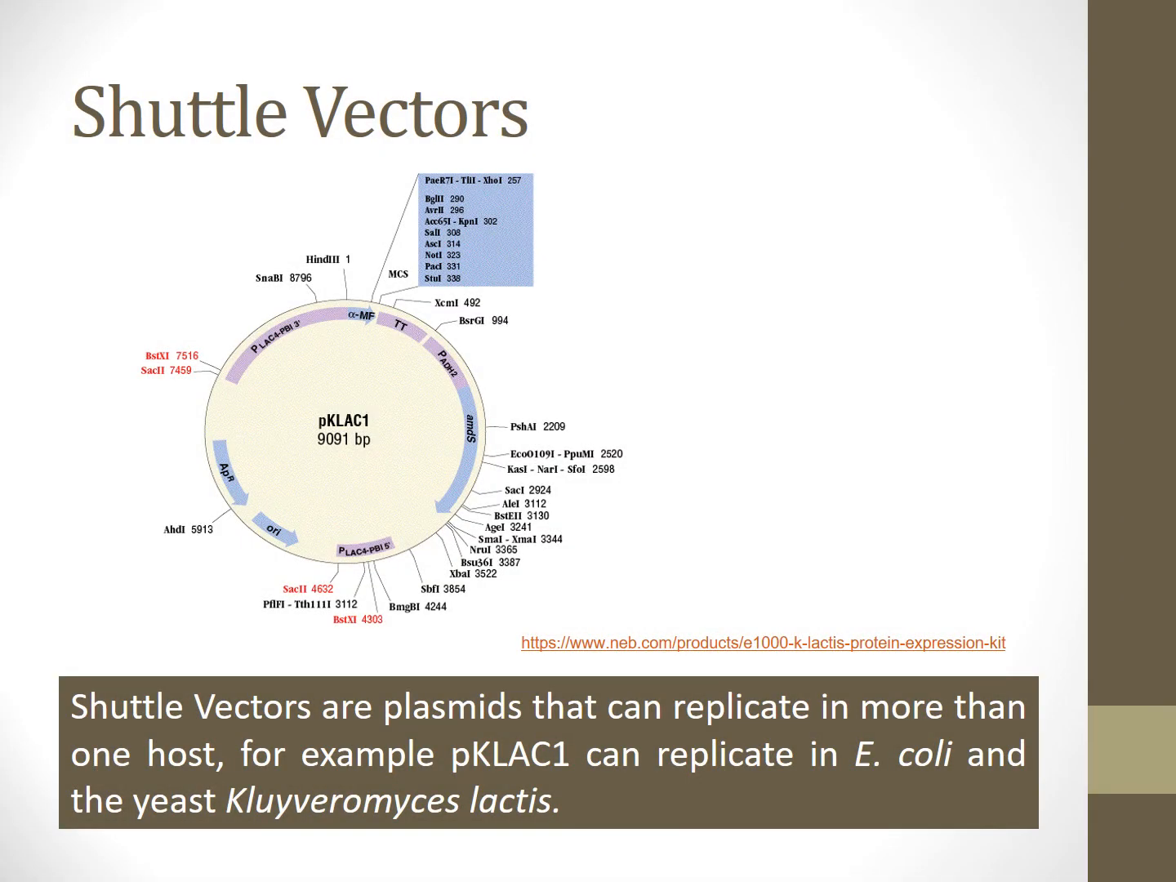Plasmids which are shuttle vectors can replicate in two hosts. In the case of the plasmid pKLAC1, the hosts are the bacterium E. coli, as well as the yeast Kluyveromyces lactis. This is because shuttle vectors contain two origins of replication.